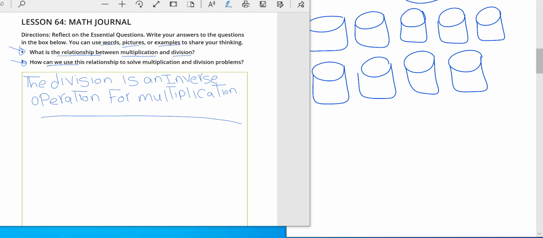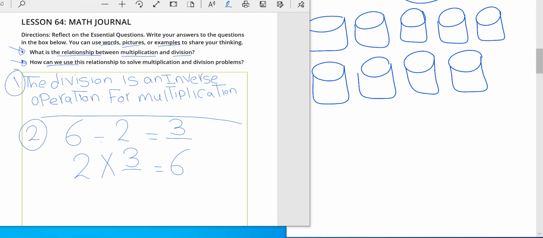So we can say that if we have 6 divided by 2, to solve this equation we can use multiplication. So 2 times what equals 6? 2 times 3. This is question number 1 and this is question number 2.